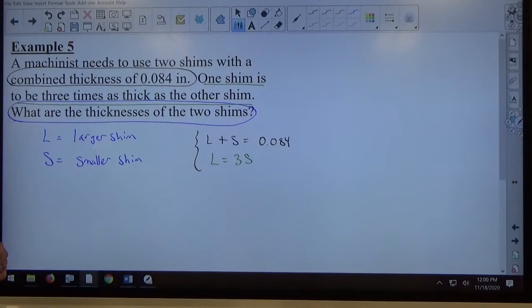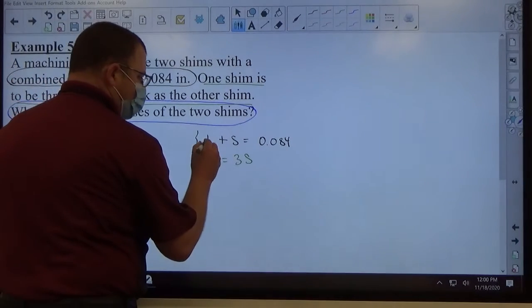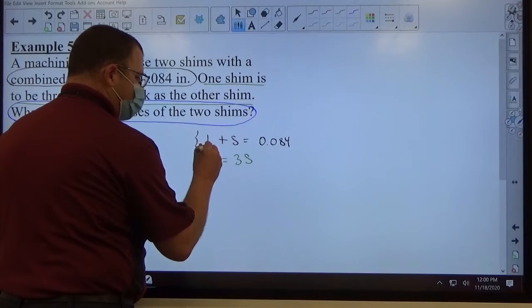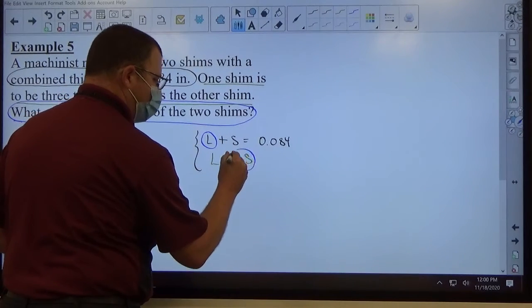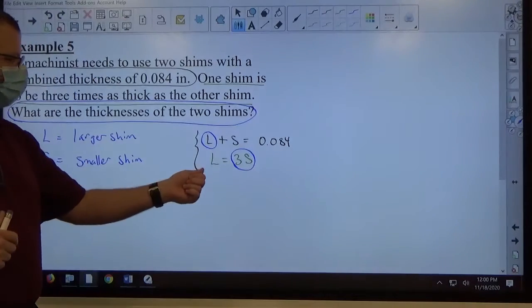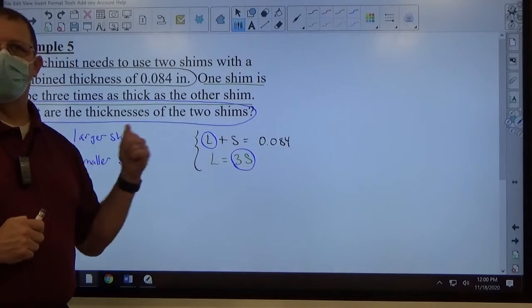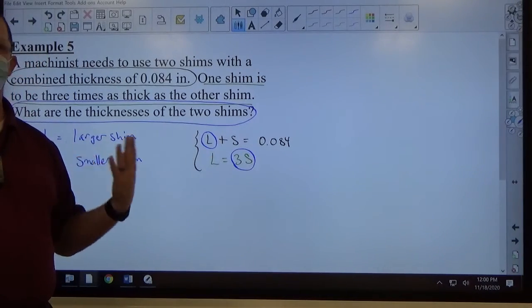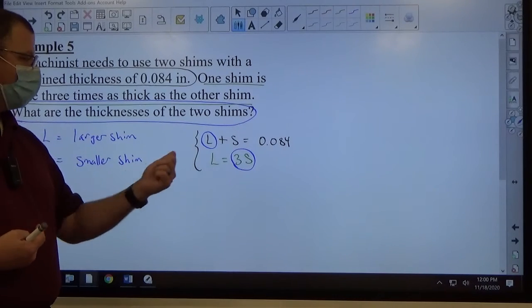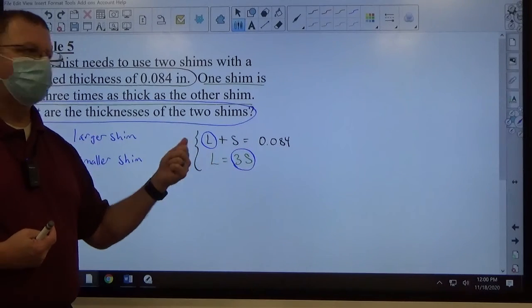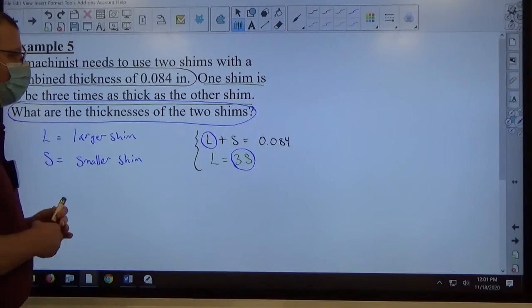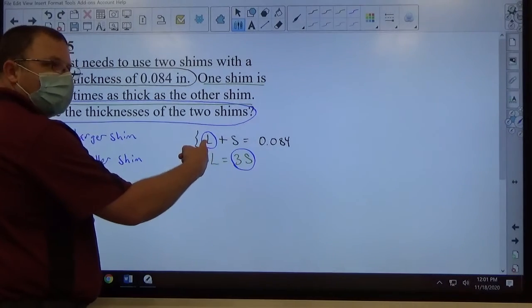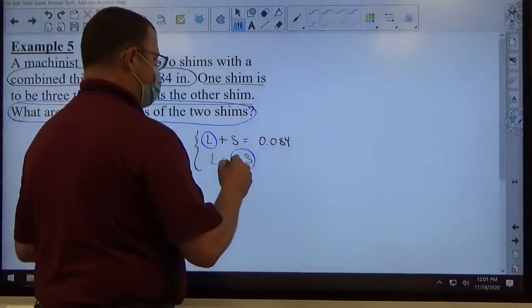So now I'm going to use a technique called substitution. The way substitution works is the letter L is in this equation up here, and L has a different version in the other equation. So this is telling me L and 3s are equivalent to one another. They equal the same number. If L is 5, then 3s is 5. If L is 10, 3s is 10. They are the same thing. So I can replace L in this equation with 3s.